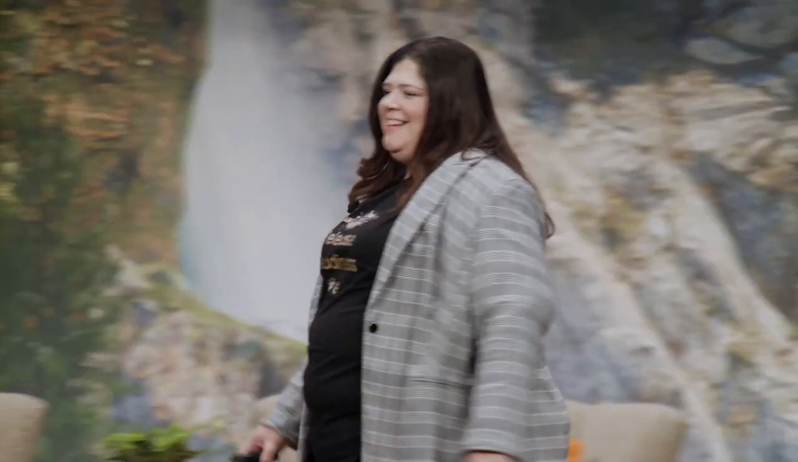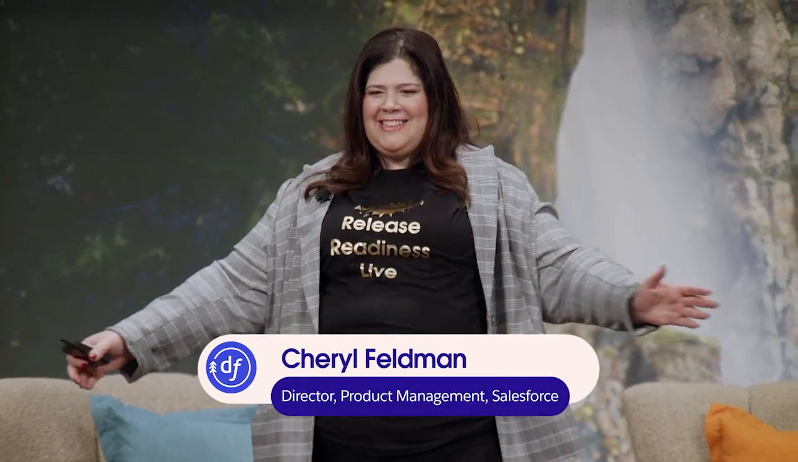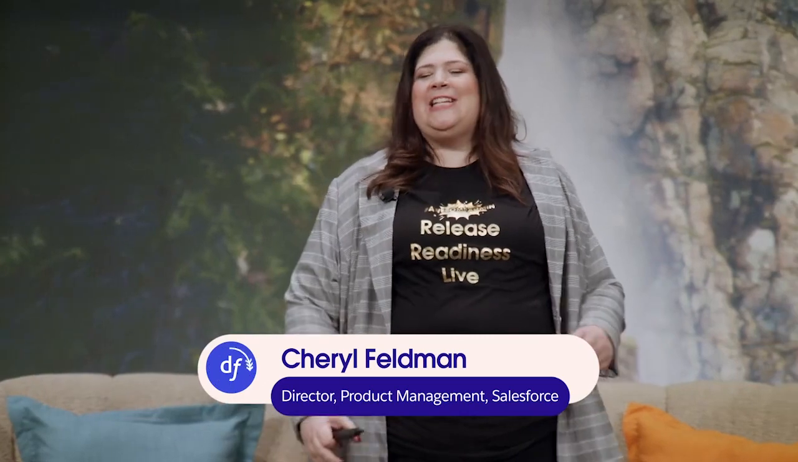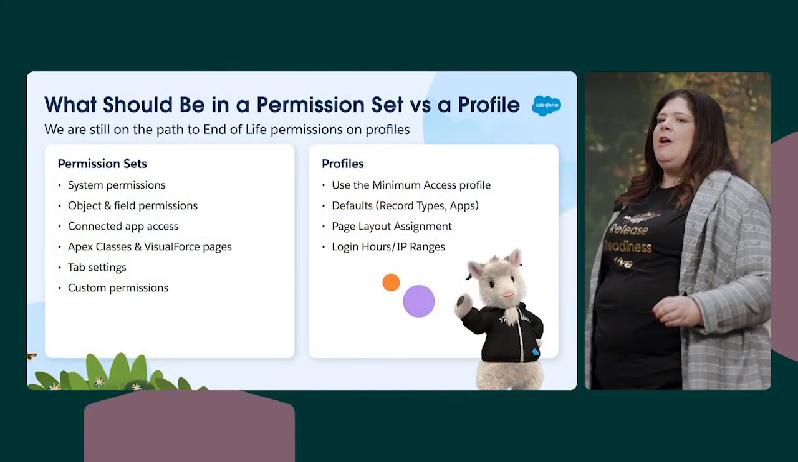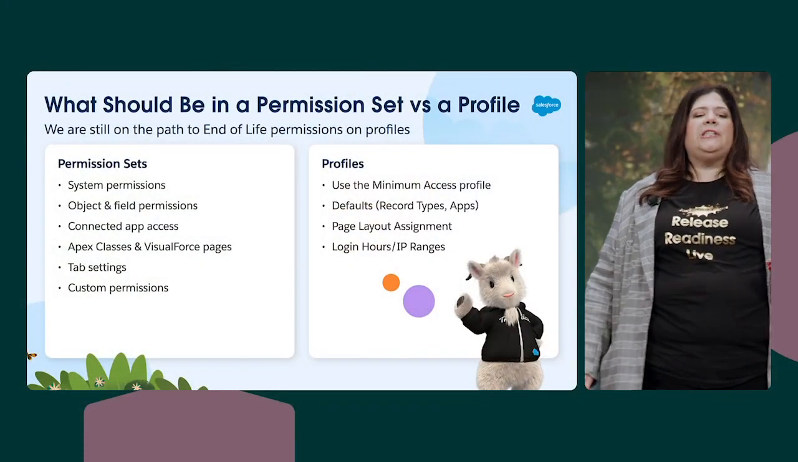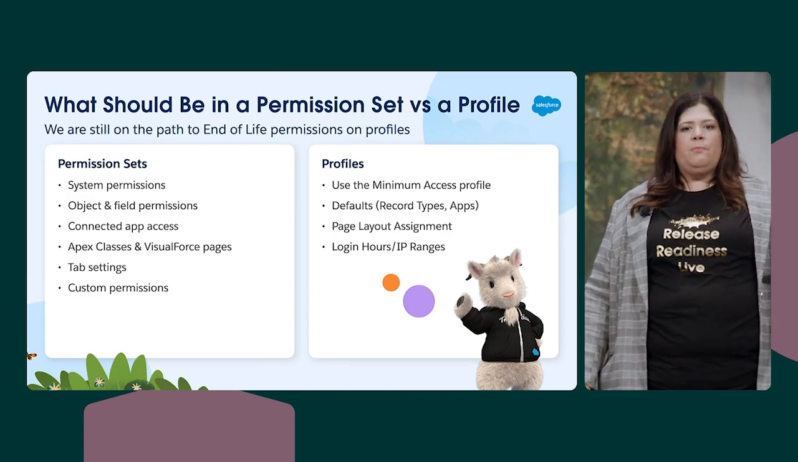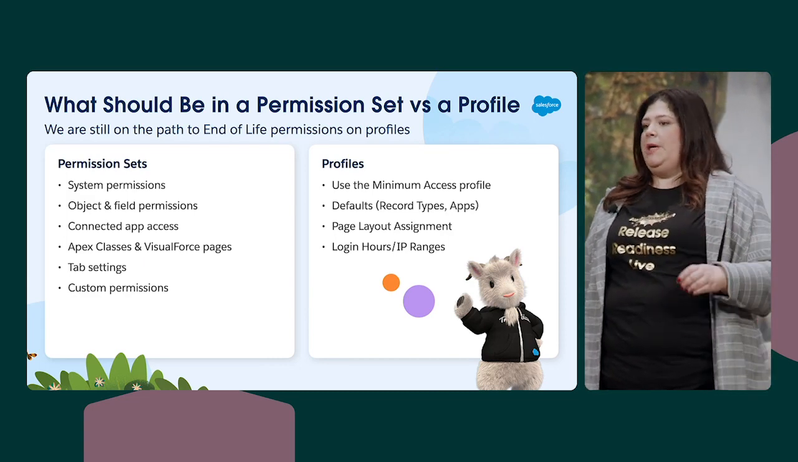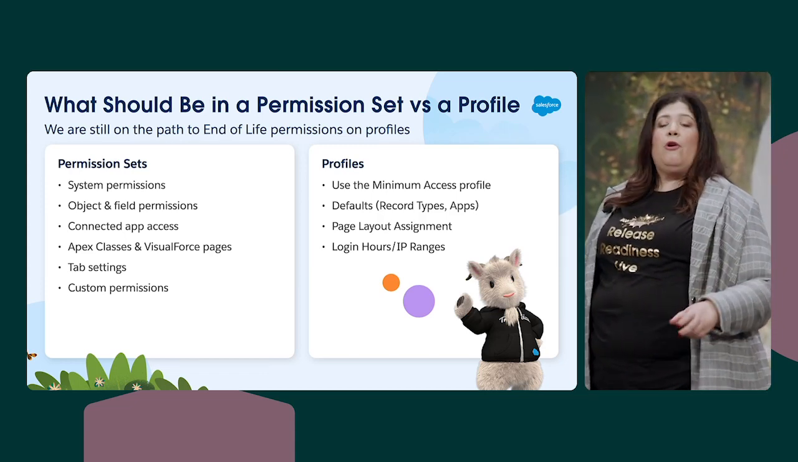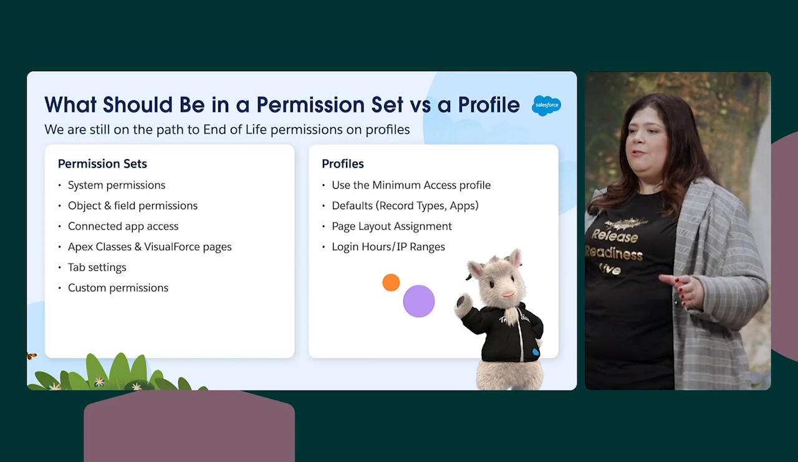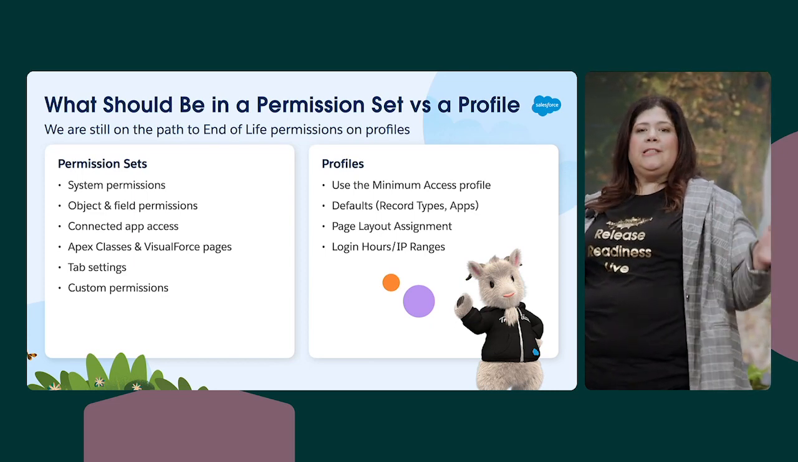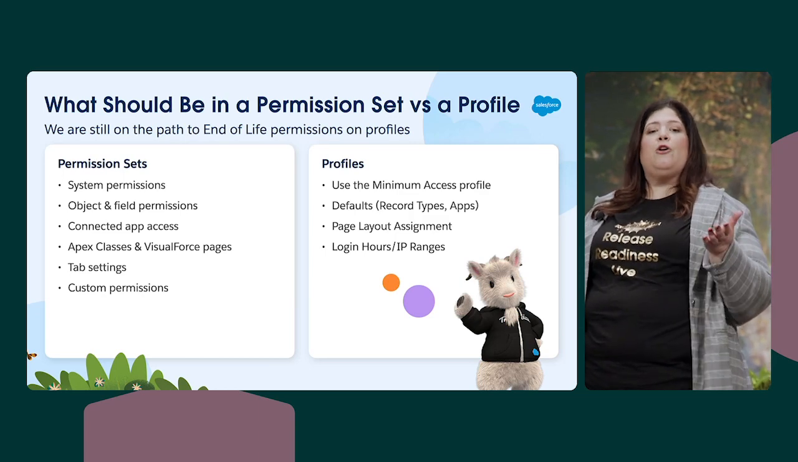Awesome admin. Thank you, Jillian. Have a good Dreamforce. Larry and I are so excited to talk to you about permissions and user access today. So, in the last release Readiness Live, we mentioned to you that we're still on the path to end-of-life permissions on profiles. So we just wanted to quickly remind you what you should put in a permission set and what should still be on profiles. And I just want to be very clear. Profiles are not going away. They will still handle your one-to-one relationships.